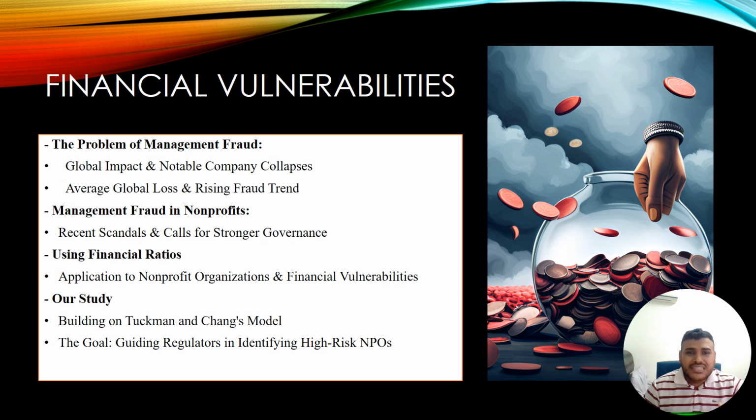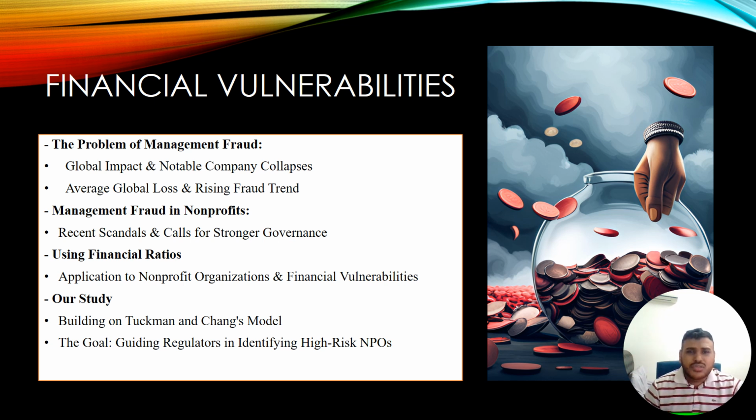This issue isn't restricted to the corporate sector. It's infiltrating non-profits too. Organizations like Plan Aid Canada and NAACP have suffered financial scandals, prompting calls for stronger governance and accountability in this sector. Non-profits, although not profit-driven, are not immune to economic uncertainties. They are susceptible to financial vulnerabilities, especially during economic downturns when funding might decline or cease.